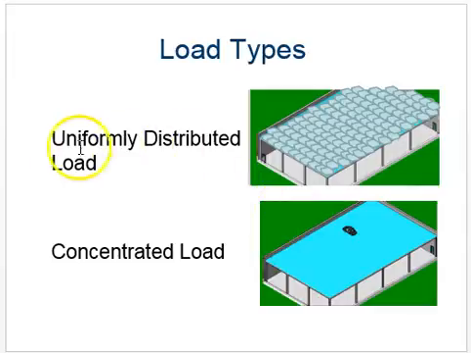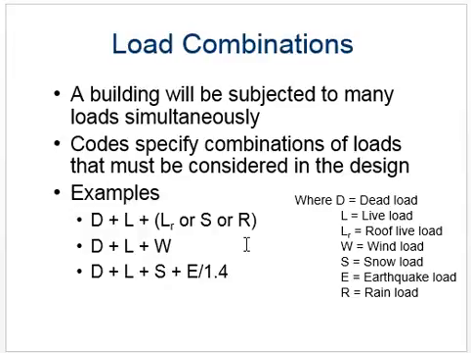Load types. Uniformly distributed load. For instance, snow on our roof, it's very even across the roof, versus a concentrated load might be we have an air conditioning unit on top of our building. Load combinations.